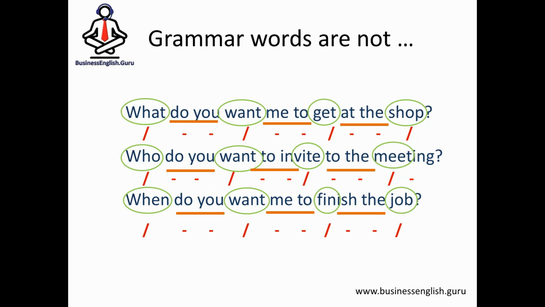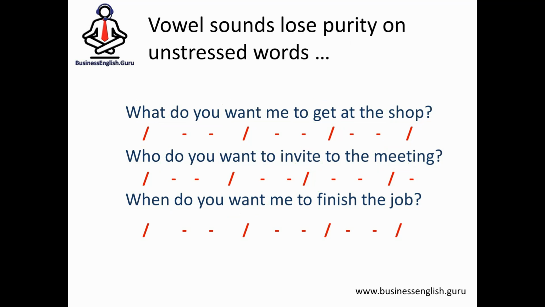What do you want me to get at the shop? These little words like auxiliary verbs, do, pronouns, you, me, articles, the, conjunctions, words like and, which there aren't in that question, but also prepositions, at, to. These little words are not stressed. They're often said faster and at a lower volume than the stressed syllables. And that means that the vowel sounds lose their purity.